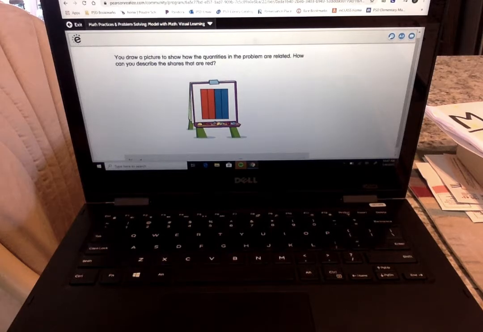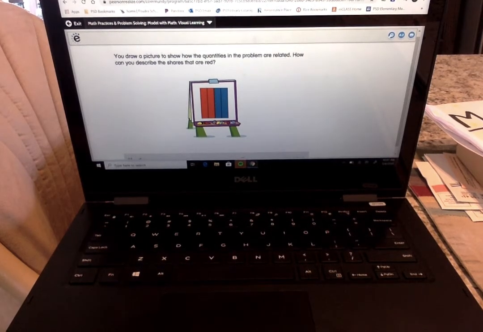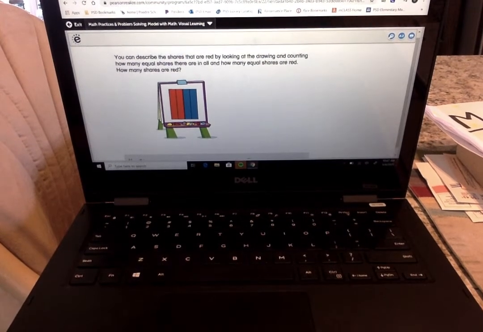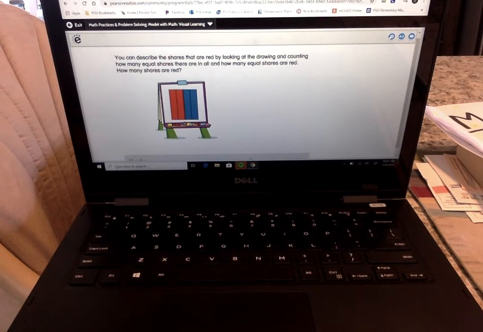How can you describe the shares that are red? You can describe the shares that are red by looking at the drawing and counting how many equal shares there are in all, and how many equal shares are red. How many shares are red? Select your answer. So how many are red? Count how many shares are red. Out of how many altogether?